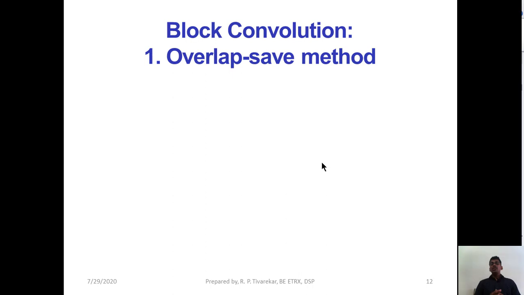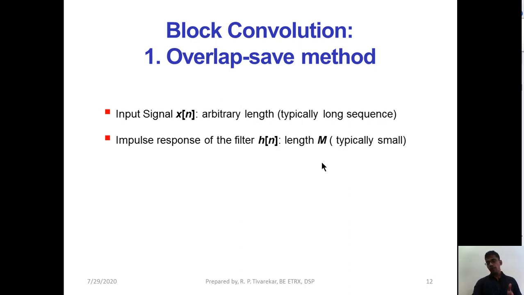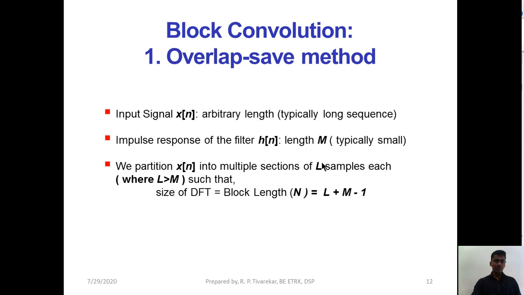In the first method, that is the overlap save method, we have an input x(n) of arbitrary length and an impulse response h(n) of M samples, typically small. We have to partition the input sequence into multiple sections, each containing L samples, in such a way that L is greater than M and L plus M minus 1 is equal to the size of the DFT that we are going to compute. Sometimes the size of the DFT may be specified depending on the capability of the hardware or software.